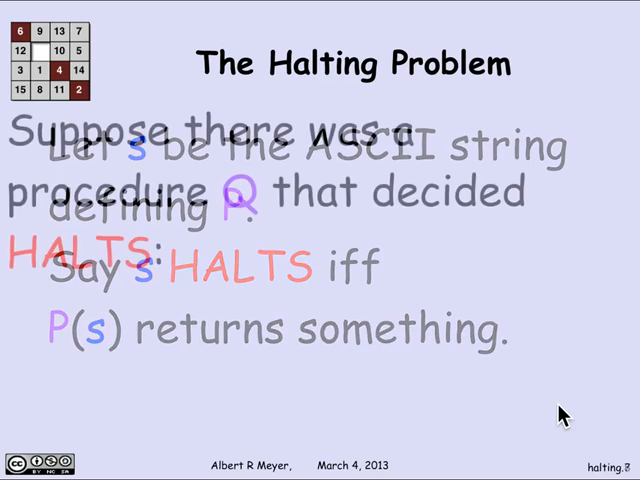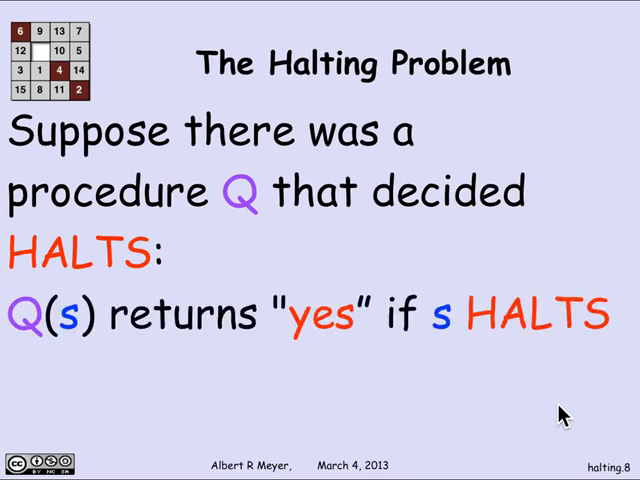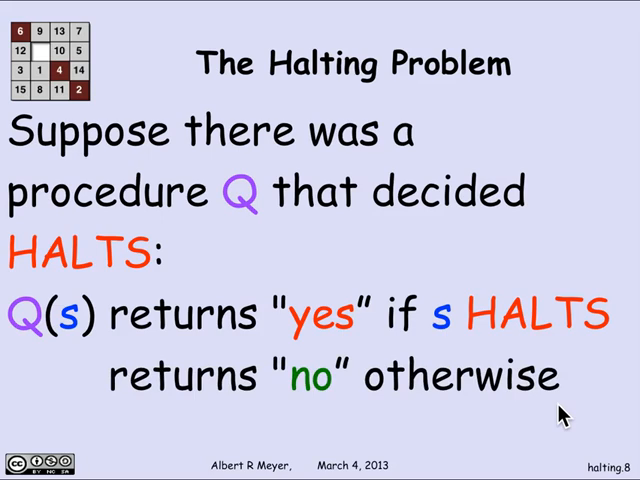That's the halting problem. And what I want to argue is that it's impossible that there could be a procedure Q that decided the property halts of strings. That is to say, Q applied to a string S returns yes if S does return successfully, if S halts, and it returns no otherwise. Q applied to S will say no if S runs forever, or if S has a type error, or S does anything other than successfully return a value. Let's suppose, for the sake of contradiction, that there was this halts decider. I claim there can't be such a Q.